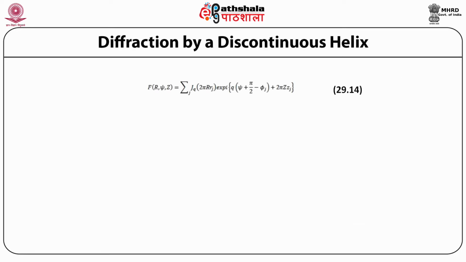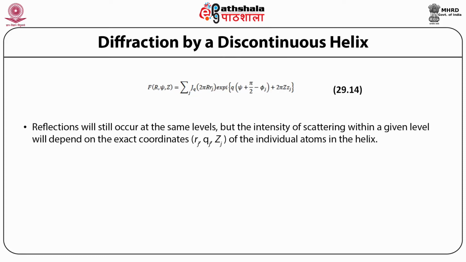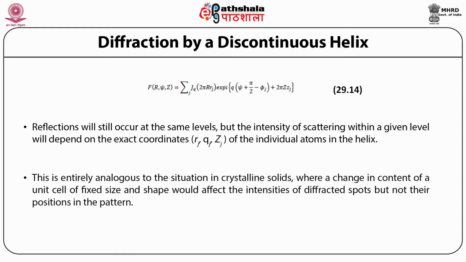Now we get 29.13 transformed into 29.14. Diffraction will still occur at the same levels, but the intensity of scattering within a given level will depend on the exact coordinates rj, phi j and little zj of the individual atoms in the helix. This is entirely analogous to the situation in crystalline solids, where a change in content of a unit cell of fixed size and shape would affect the intensities of diffracted spots but not their positions in the pattern.